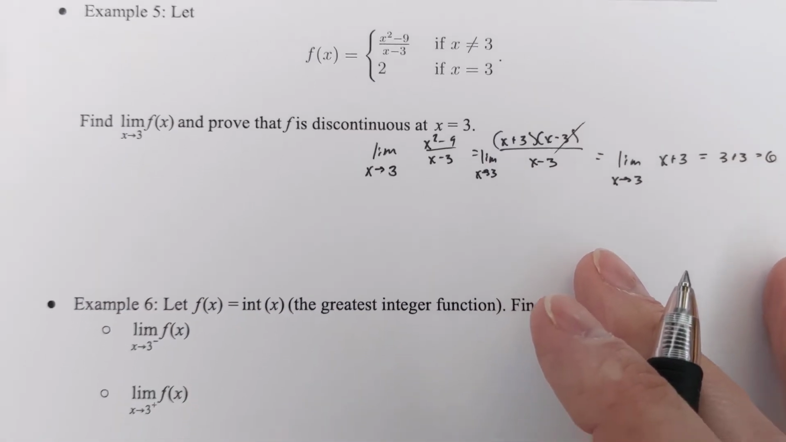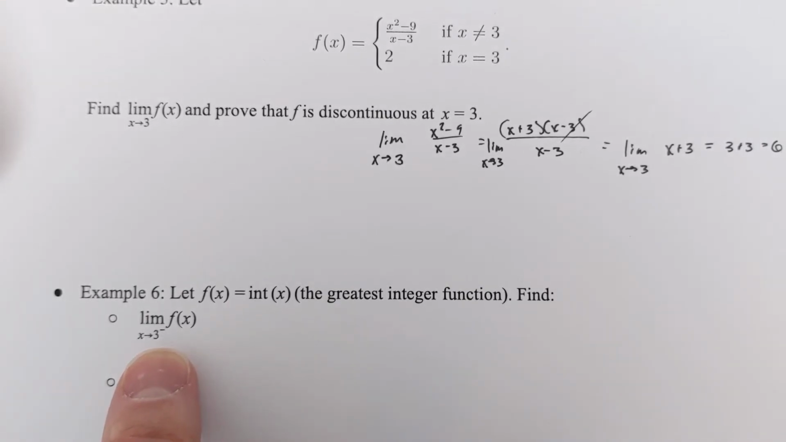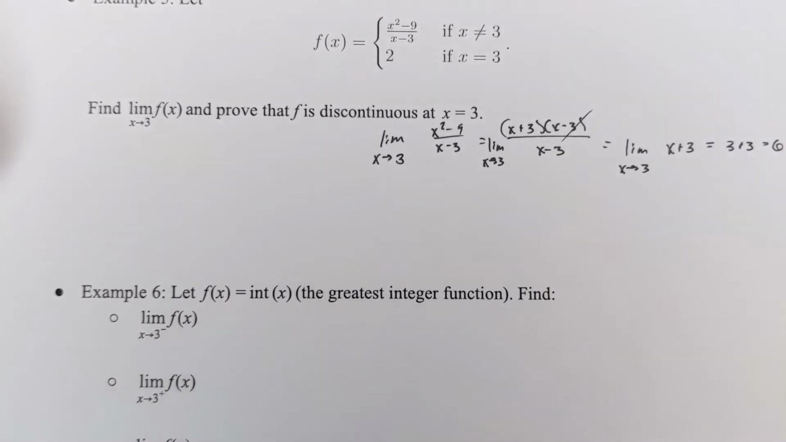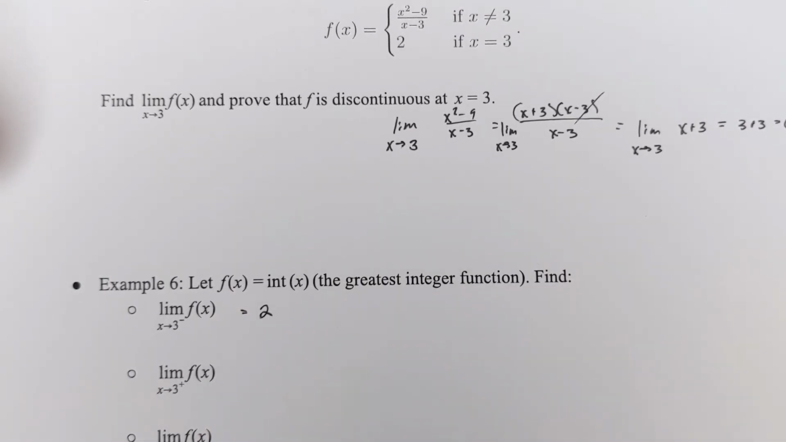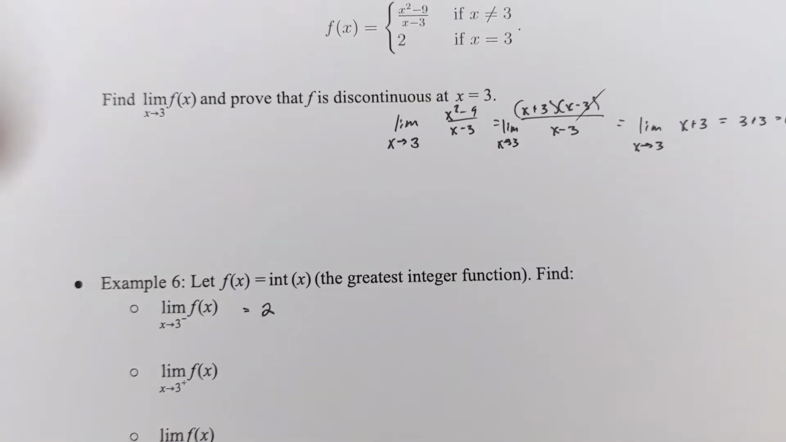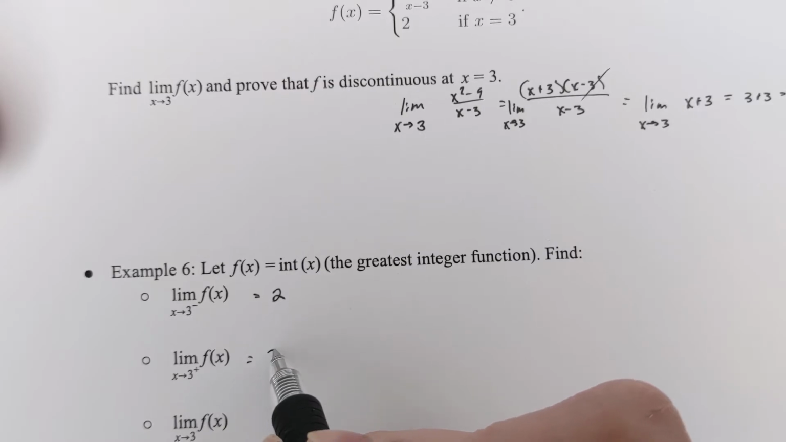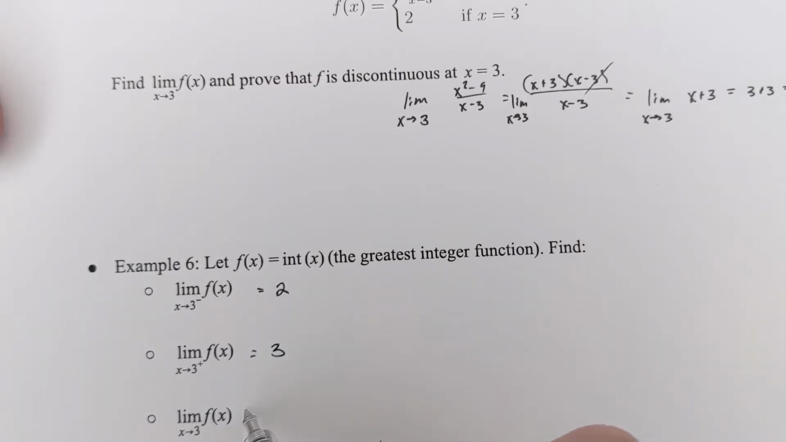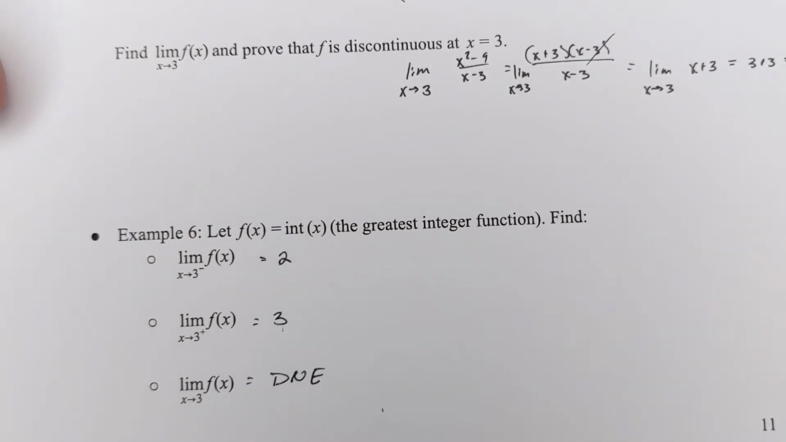Okay, example 6. Let int x be the greatest integer function. Find the limit as you approach 3 from the left. This would be 2, because you would round it down. Approaching 3 from the right means numbers more than 3, which the greatest integer function rounds down to 3. So here, the limit as x approaches 3 does not exist. The two one-sided limits are not the same thing, so the limit does not exist.